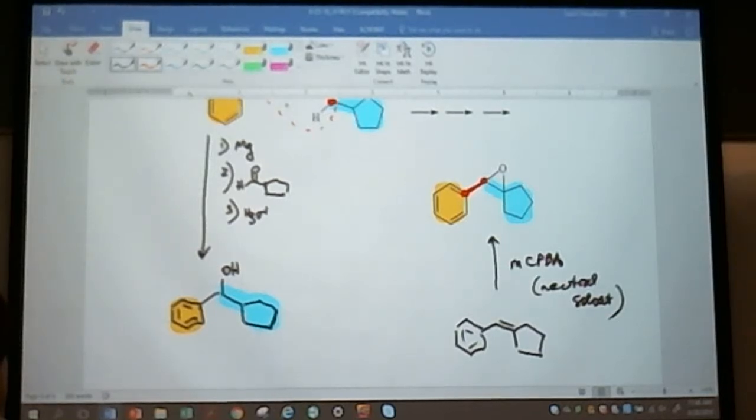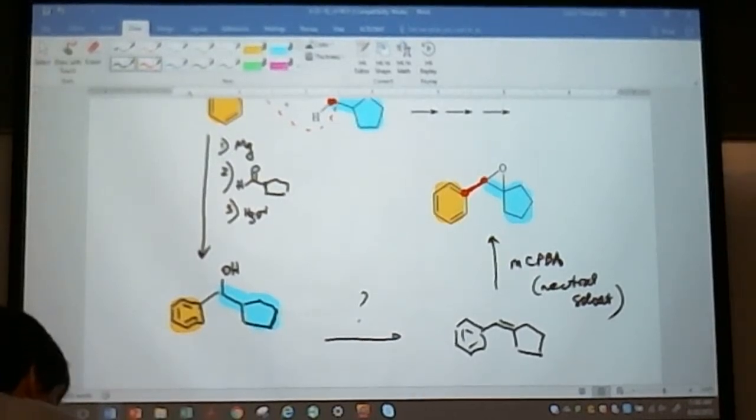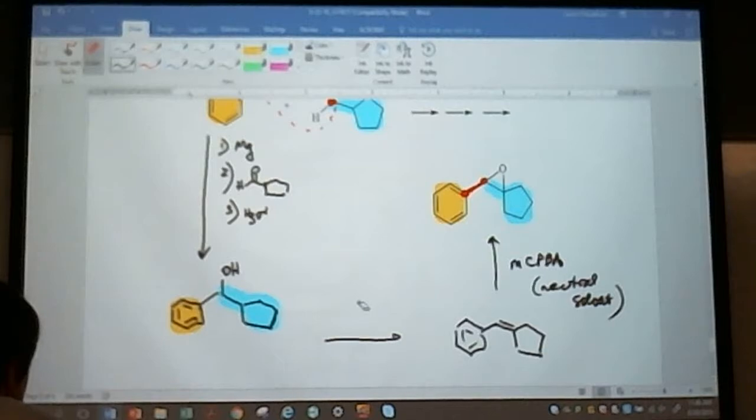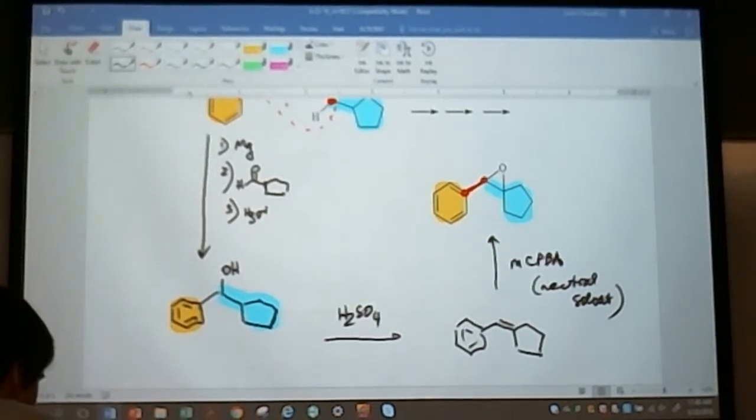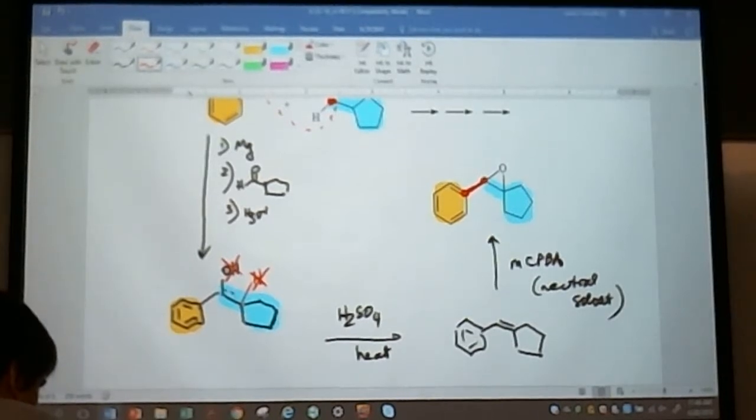So, can I get from here to here? Yeah. That's a dehydration reaction, and you want elimination of an alcohol, right? All you need to do is put some acid, right? Heat, and that's going to be basically you're eliminating these two and forming a double bond here. That is your typical E1 elimination.